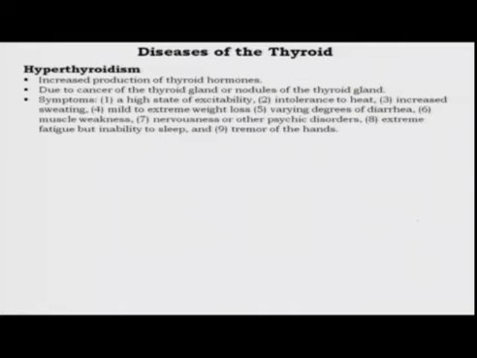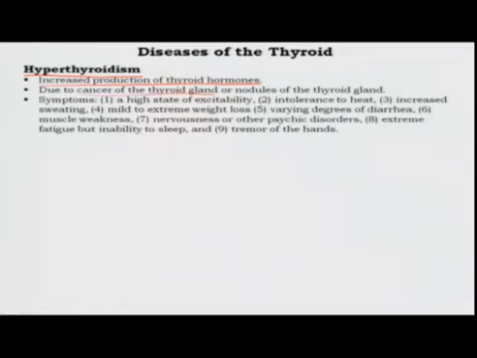So, hyper means more. So, there is more activity of the thyroid gland, which means you have excess amount of thyroid hormone being produced than what is normally required. So, as is written here, increased production of thyroid hormones. Now, how can this happen? This can happen either due to a cancer of the thyroid gland.